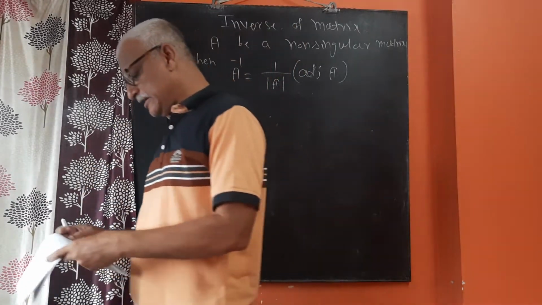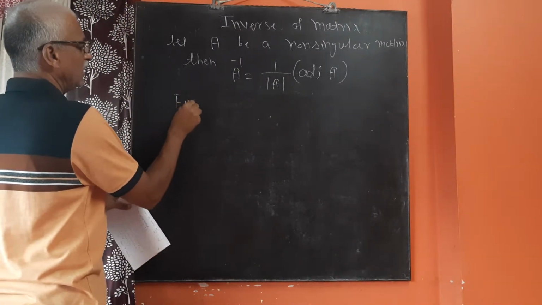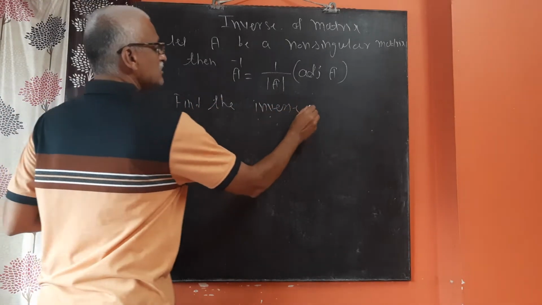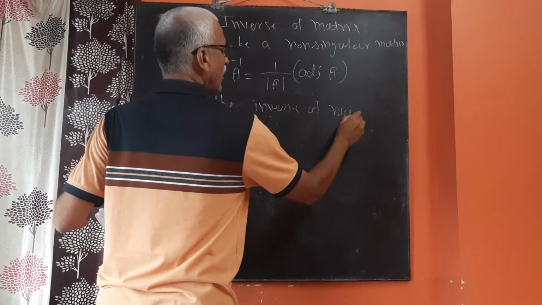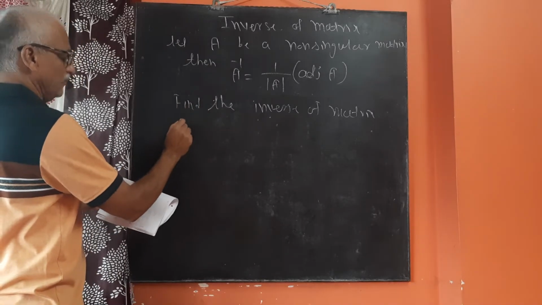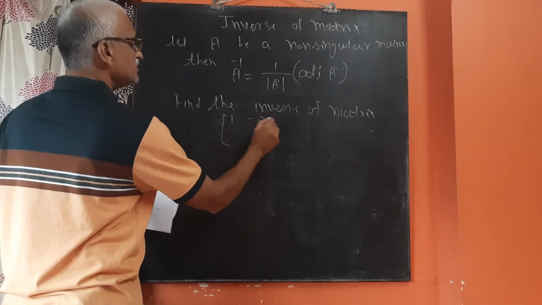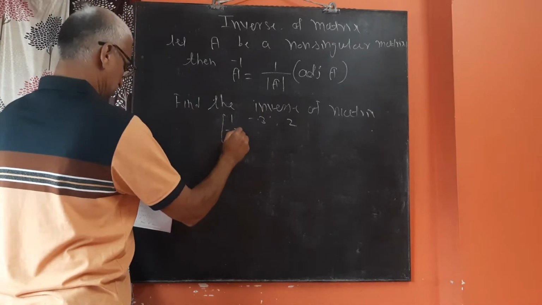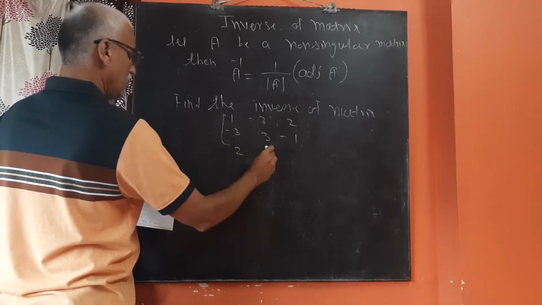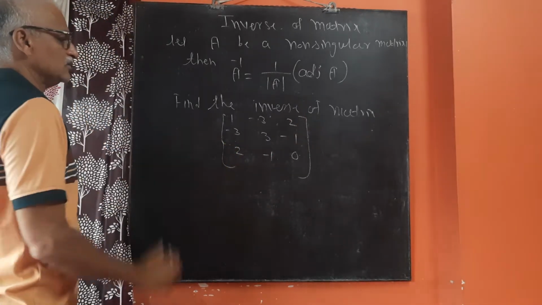Let us solve some problems on that inverse. Find the inverse of the matrix. The matrix is: 1, minus 3, 2; minus 3, 3, minus 1; 2, minus 1 and 0. So we have to find the inverse of this matrix.